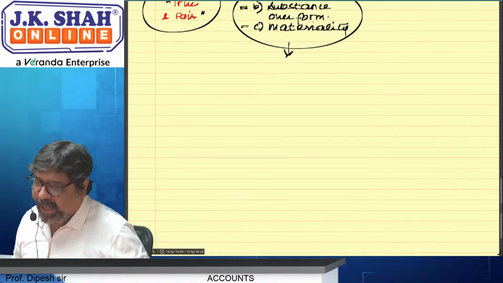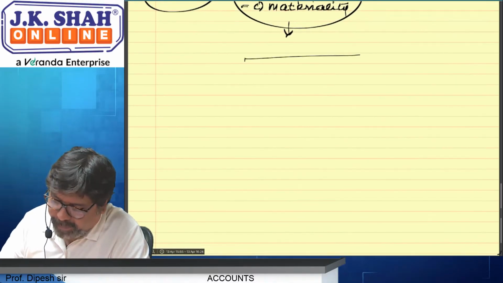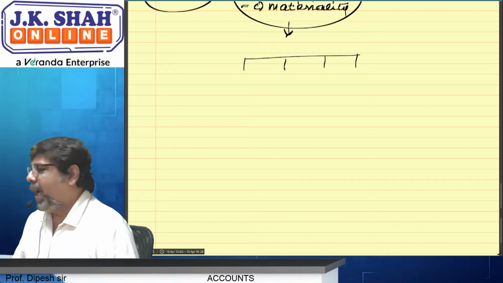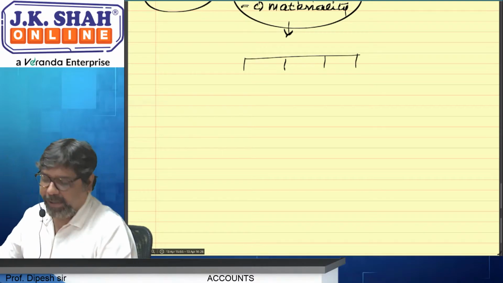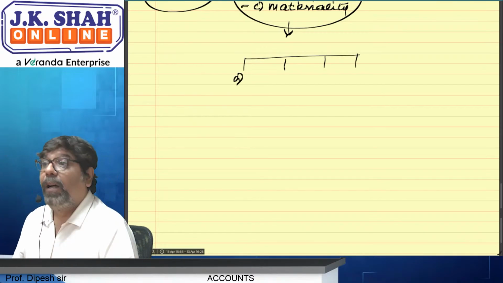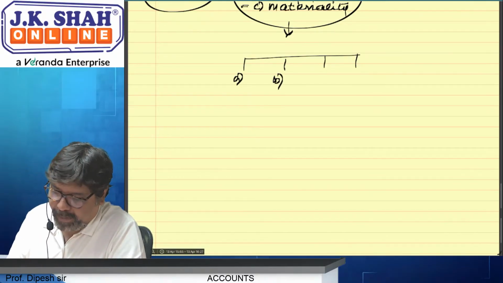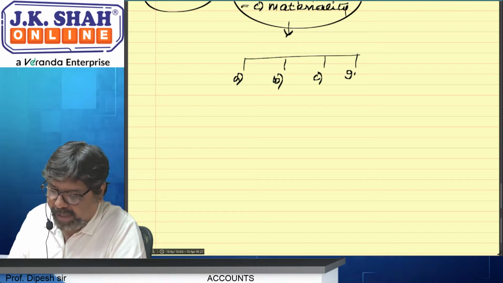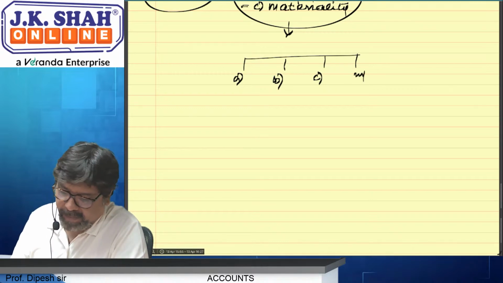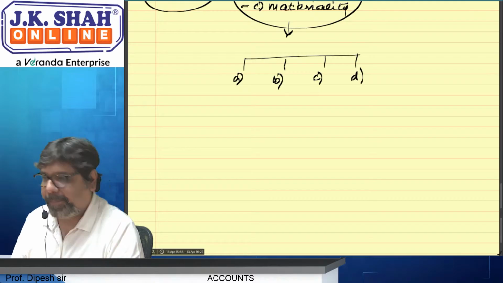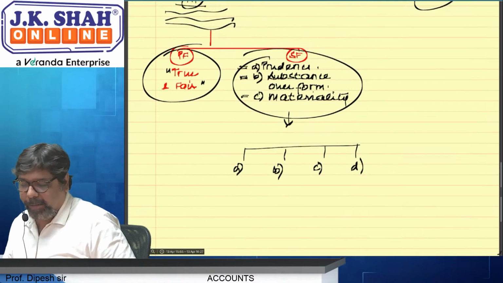Once you change your accounting policy, you are supposed to disclose 4 things. How many things? 4. What was the old policy? What is the new policy? What is the reason for change, and what is the financial impact of change? Am I clear? So you understood accounting policy.